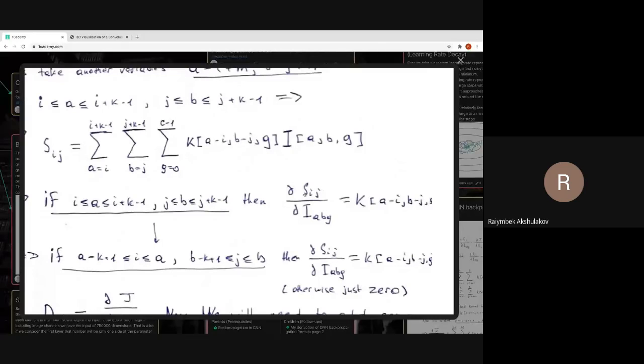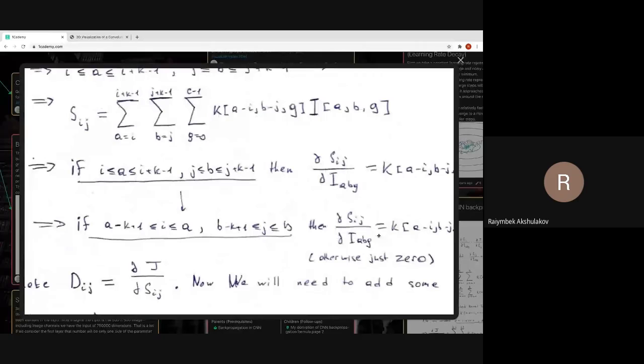So we can conclude that if a and b are within those boundaries, then we can take the gradient from S_ij to I_ab. Let's say we fixed i and j. If a and b are in those boundaries, the gradient related to that will be just K with those indices. Over here it is just G.